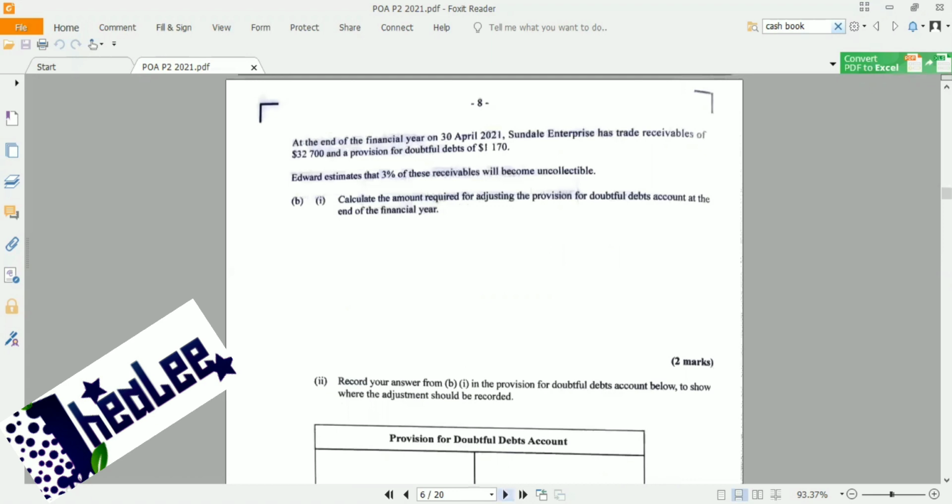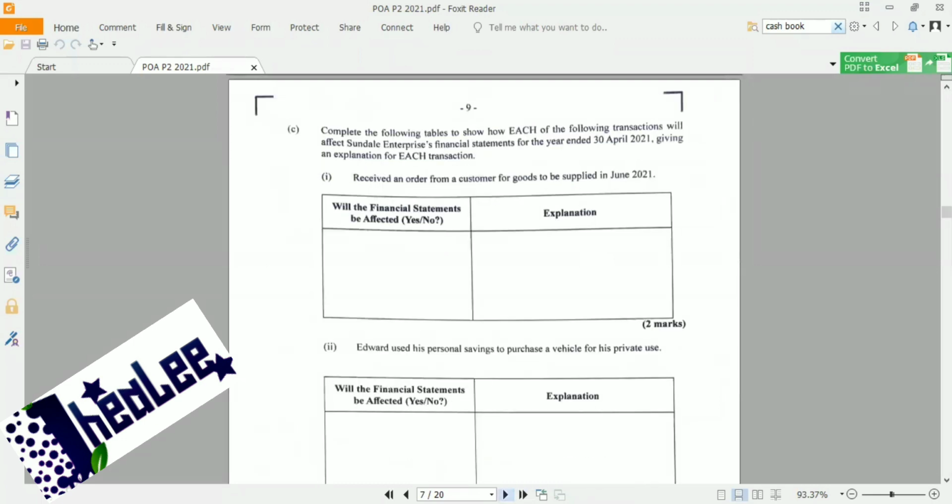Part B, you are presented with provision for doubtful debts, and provision for doubtful debts is from the broad topic given, adjustments for financial statements. So that's end of period adjustments. And that is number 4 from the list of broad topics. Part C of that question, you were tested on financial statements, the effects on financial statements. And that is number 6, which is from the broad topics presented by the examination body.